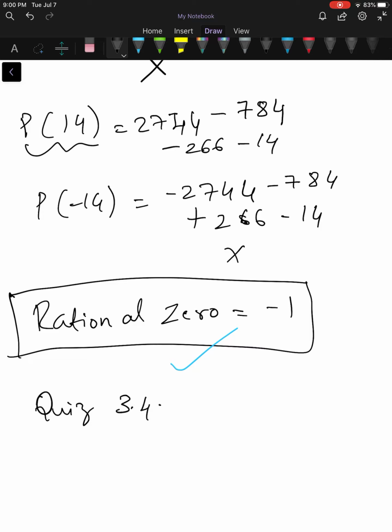So quiz 3.4.1 would be number 20 from your book.